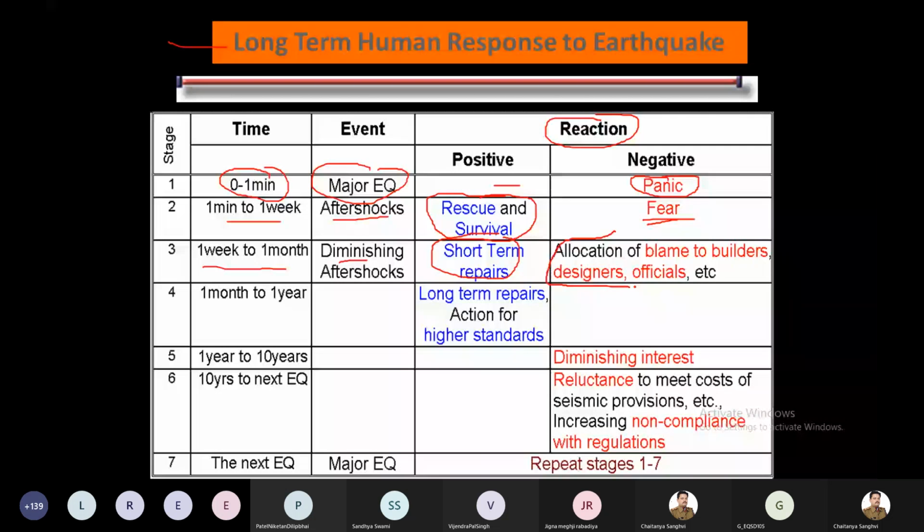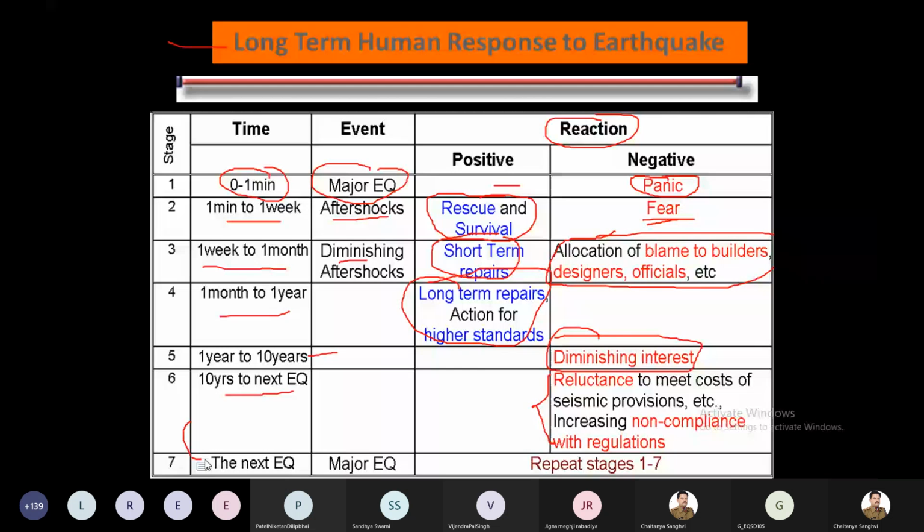1 month to 1 year, long-term repairs will continue. Then 1 year to 10 years, no positive sign, but the negative sign is that your interest in earthquake-resistant design will go. And 10 years to the next earthquake. Now, what happened in Gujarat right now? It is this thing: reluctance to meet the cost of seismic provisions, increasing non-compliance with the regulations. And then again, a big earthquake will come, and now everything will be repeated again, right?